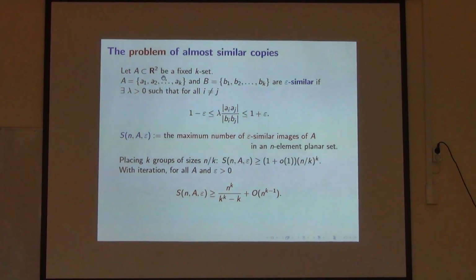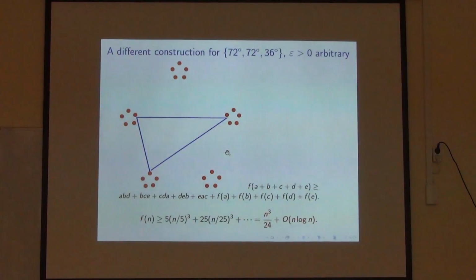Now we mainly consider triangles, but just to show that one has to be careful: if our triangle comes from the regular pentagon, we can do the same procedure with the vertices of the regular pentagon, putting groups of n over 5 points around each vertex, and then iterate this construction, putting n over 25 points in each group to another pentagonal shape.